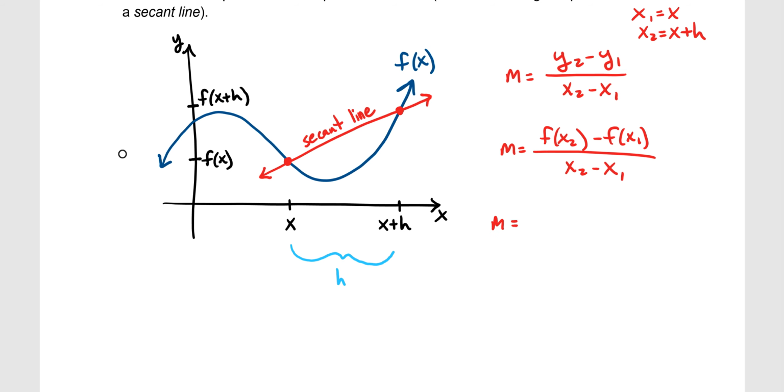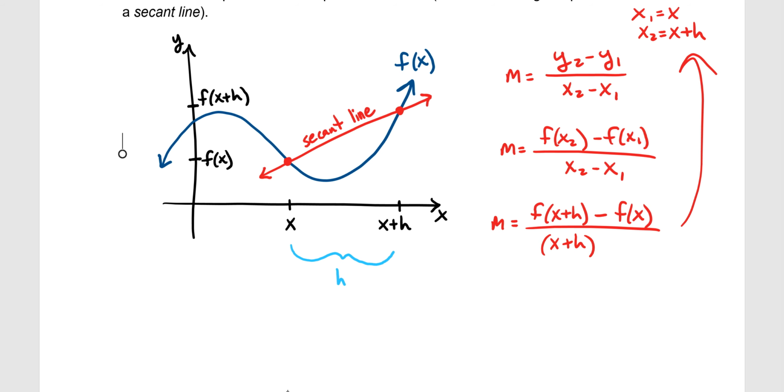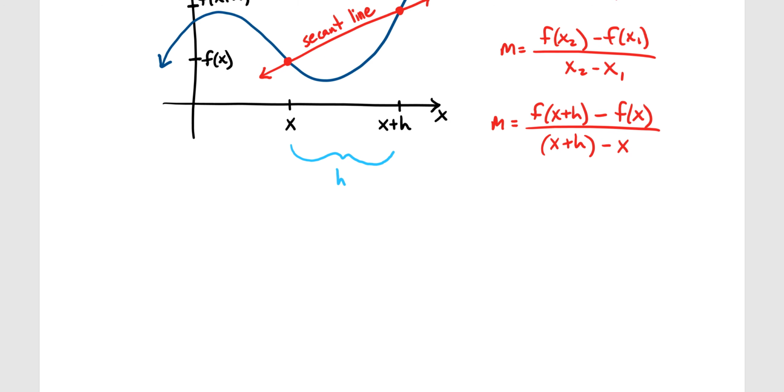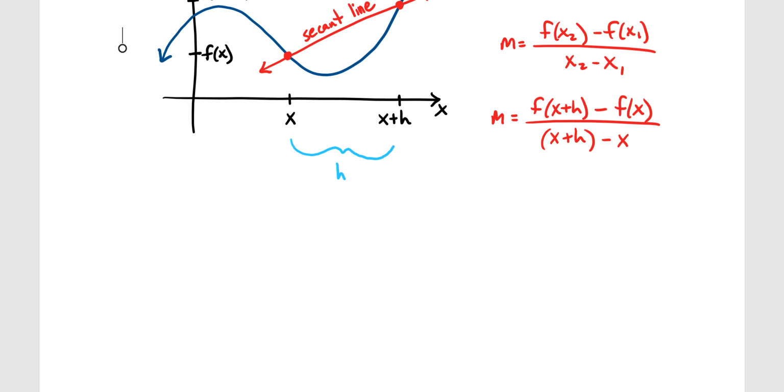So f of x2 is going to be f of x plus h, minus f of x1, and f of x1 is just f of x. That just boils down to what we said x1 and x2 were. This is going to be divided by x2 minus x1. Once again, that's x plus h minus x. And if you notice here in the denominator, the x's actually cancel.